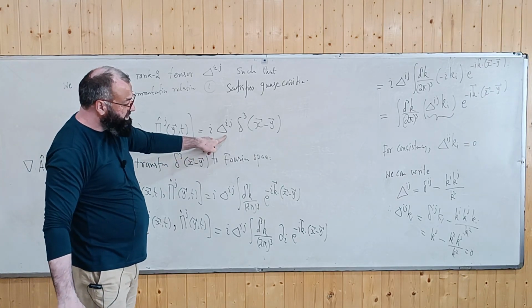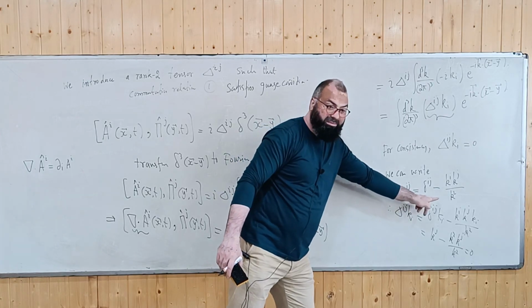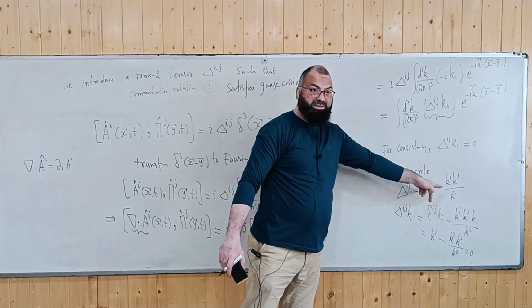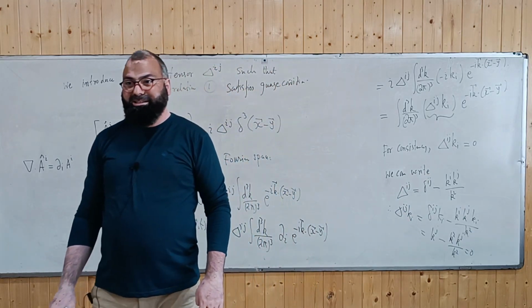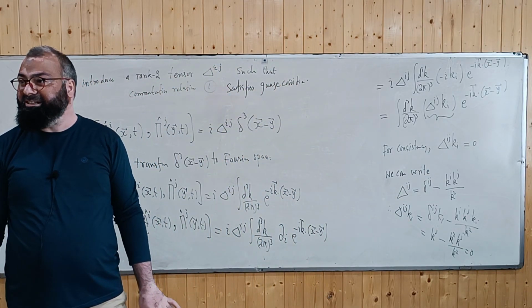Provided this delta ij, this rank 2 tensor, has this kind of form in momentum space. Because this is in the momentum space, we have to put it in the coordinate space. Got it?